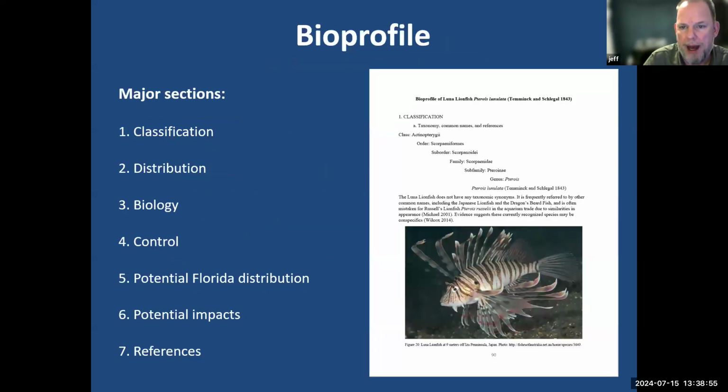Here's an example of a bioprofile. This is one of the lionfish species in trade. And it's got a lot of information. Those are the major sections on the left. We've just had a little change. We often do these with FWC, and FWC has a format that's kind of been going for many years, but they've recently changed it a little bit. And so I don't have a couple of the changes there, but they're fairly minor.